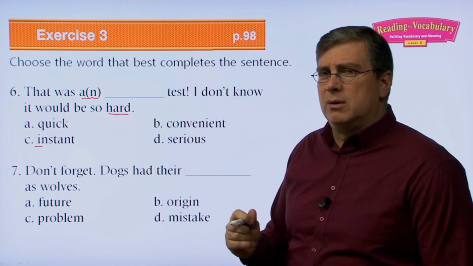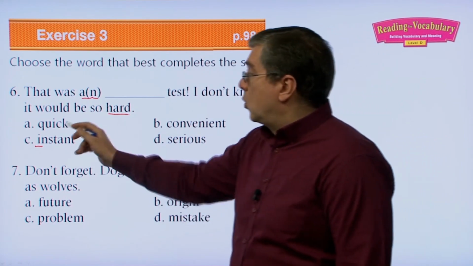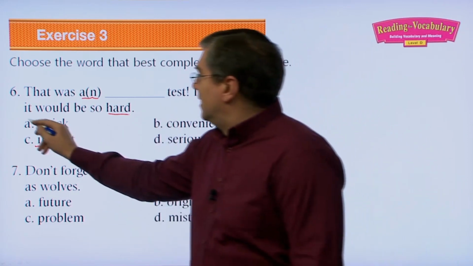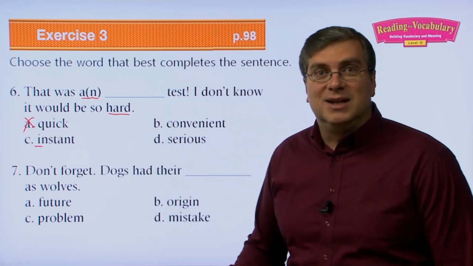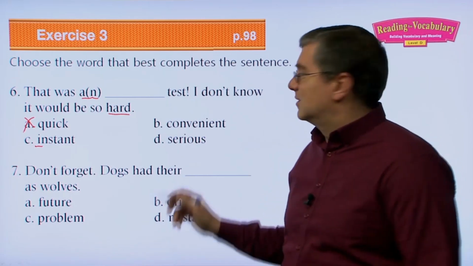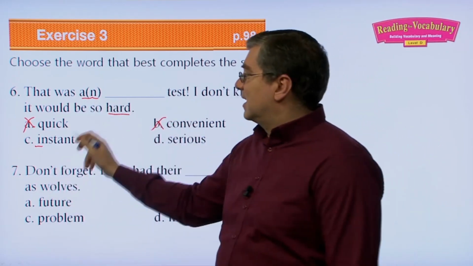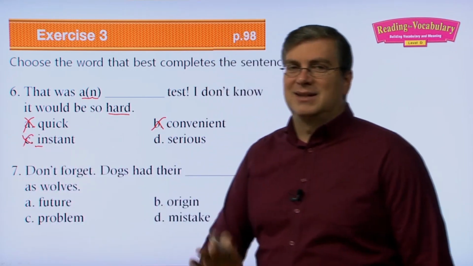Difficult, right? Hard, right? A quick test? No. Hard tests are not quick. B, a convenient test. Convenient means easy, so that's not true. It's a hard test. It's an instant test. Instant and quick are similar, right? But that doesn't make sense.